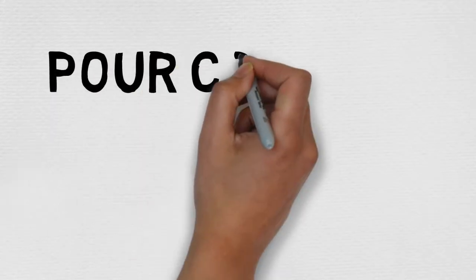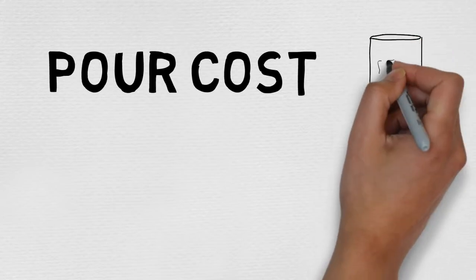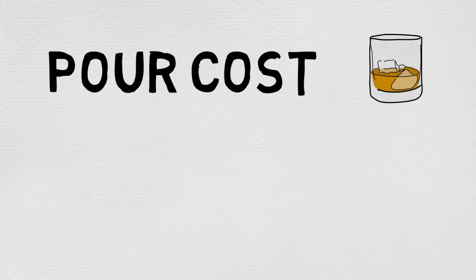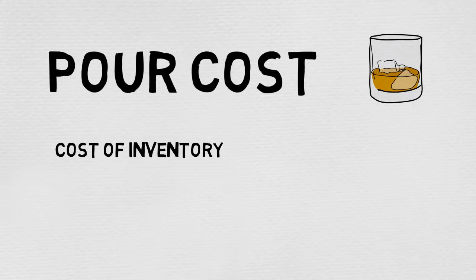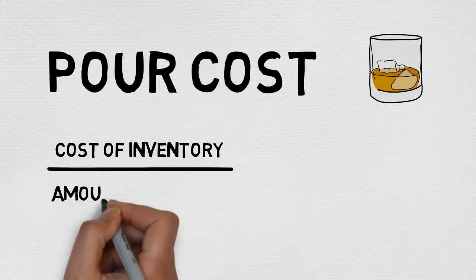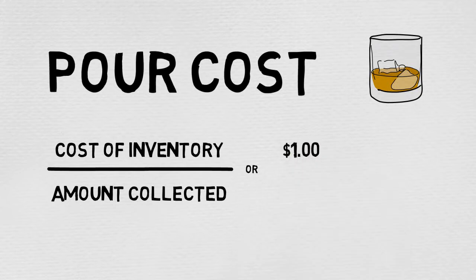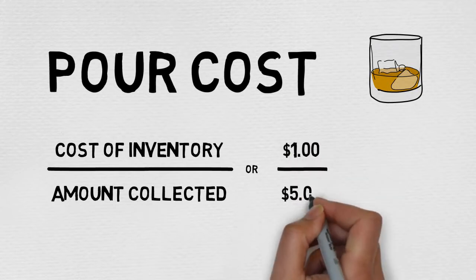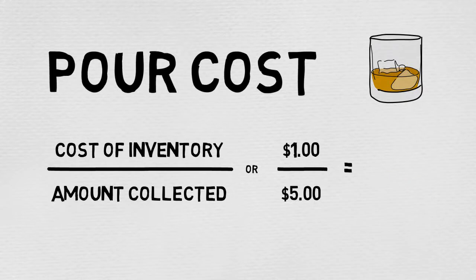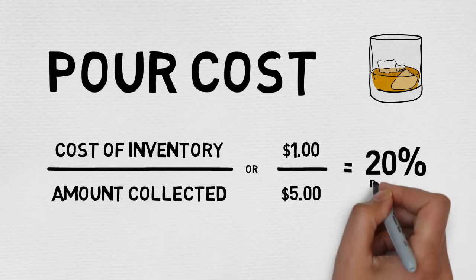Most bars measure pour cost to monitor their profitability for beverage operations. Pour cost is simply the cost of the inventory used to make the drink divided by the revenue generated. For example, if it takes $1 of product to make a drink that is sold for $5, then that means the pour cost of that drink was 20%.